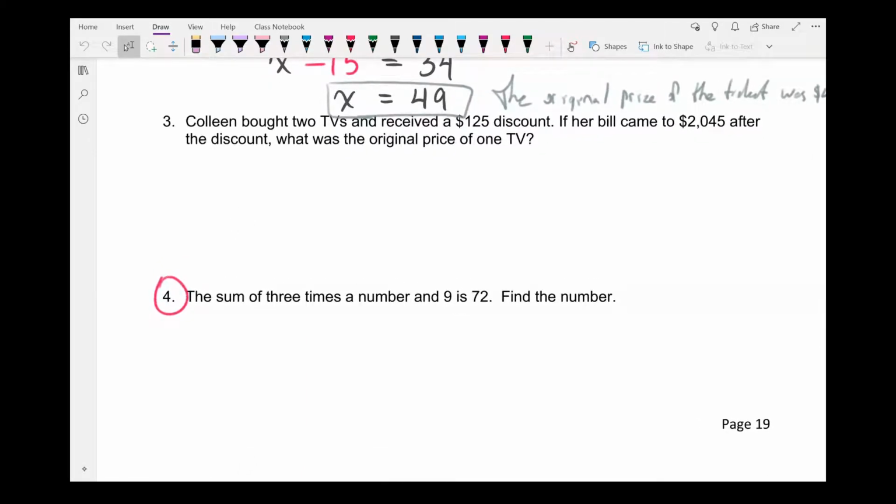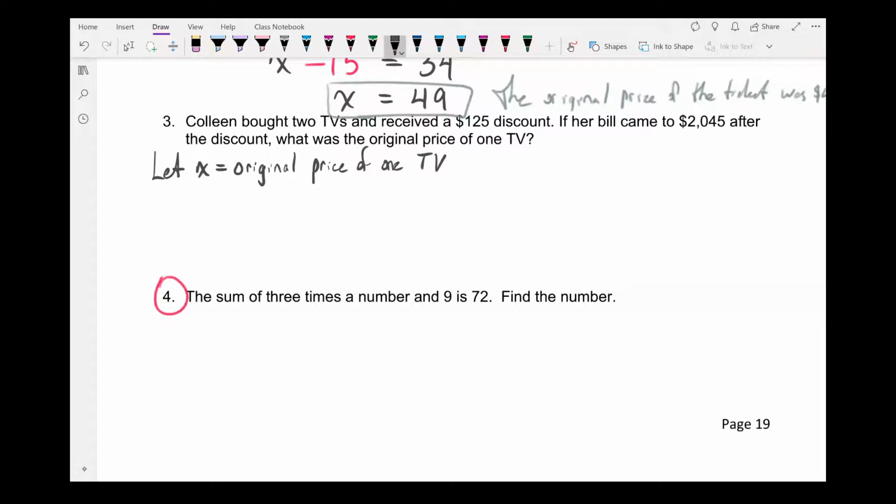Colleen bought 2 TVs and received a $125 discount. If her bill came to $2,045 after the discount, what was the original price of one TV? So I need to set up a variable here. I know what I need to do. I need to try and have the cost of 2 TVs reduced by $125. That would give a final bill of $2,045. So what we're going to do here, and this will become common practice, we're going to let x equal something, and really x should be the thing we're looking for, which in this case is the original price of one TV.